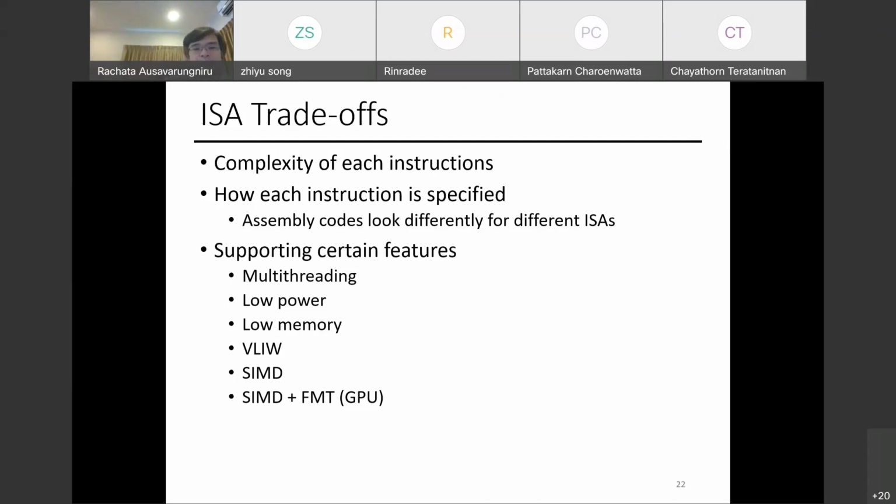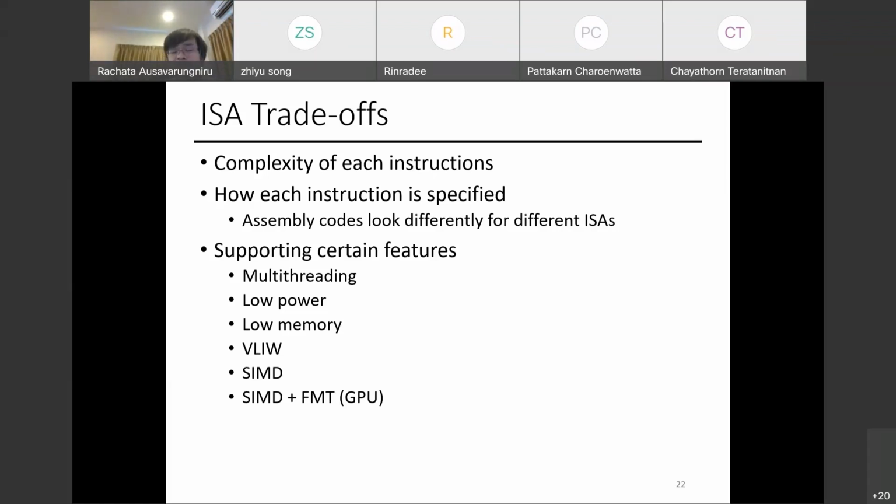Some of the ISAs support what we call very large instruction word. This is an advanced technique called VLIW. Some generations of the GPU have this, and some generations of the CPU also support this. SIMD is kind of like the early days of the way you think about the GPU; the way it executes actually uses a fundamental technique called SIMD, which has been around for a while.